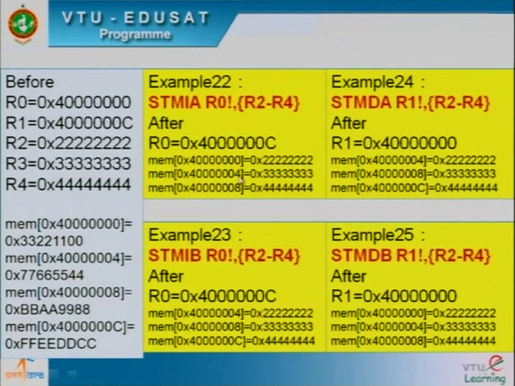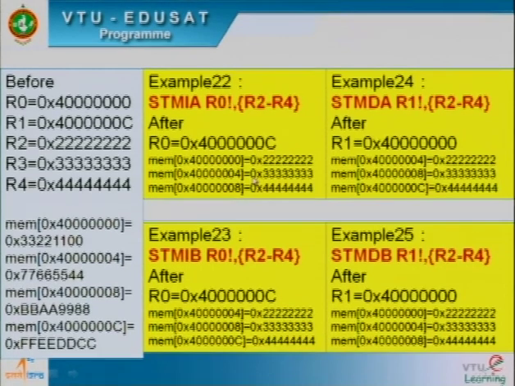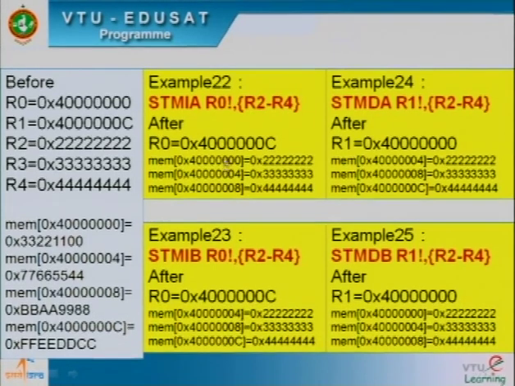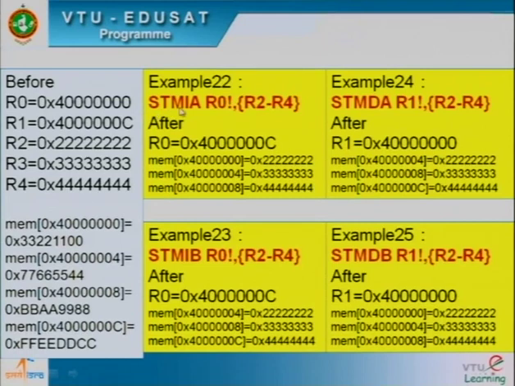That value gets incremented by 4, and then the value of R3 gets copied to that memory location. Then that memory location gets incremented to 4 followed by 6 zeros and 8, and R4 gets copied to that memory location. These are the RAM memory location contents after the execution of the instruction STMIA R0!, {R2-R4}. If we understand this one example, the other similar examples will fall in line.